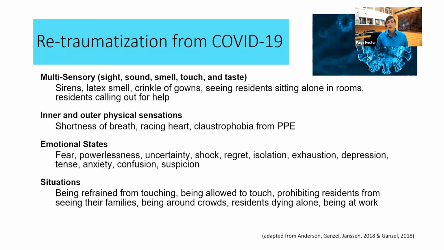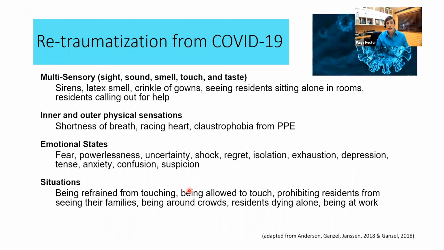I would be remiss if I did not include a slide about re-traumatization specific to the pandemic. This list is certainly not exhaustive. We could make it much more extensive, but I just wanted to give some ideas of things in the different categories. So if you look here, multisensory: sight, sound, smell, touch, and taste. Sirens, latex smell, crinkling of gowns, seeing residents alone in rooms. There's a lot of different things that can happen in the environment that can actually trigger or remind us of different aspects of our experience related to the pandemic. Feeling short of breath, a racing heart, claustrophobia from all the personal protective equipment, those might be specifically related to the pandemic. And it goes on.